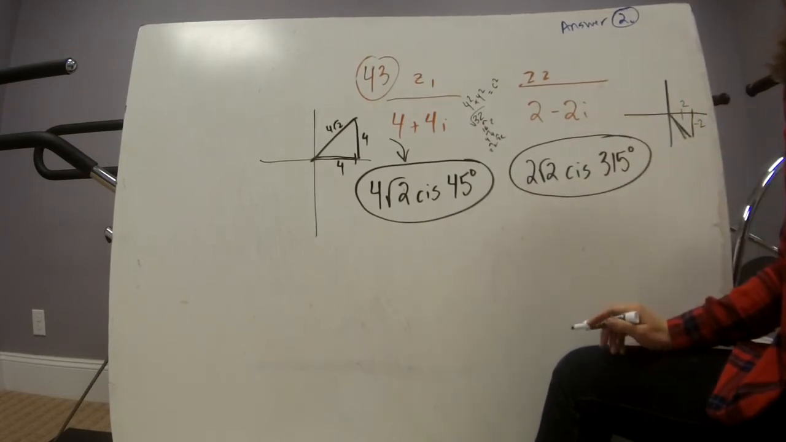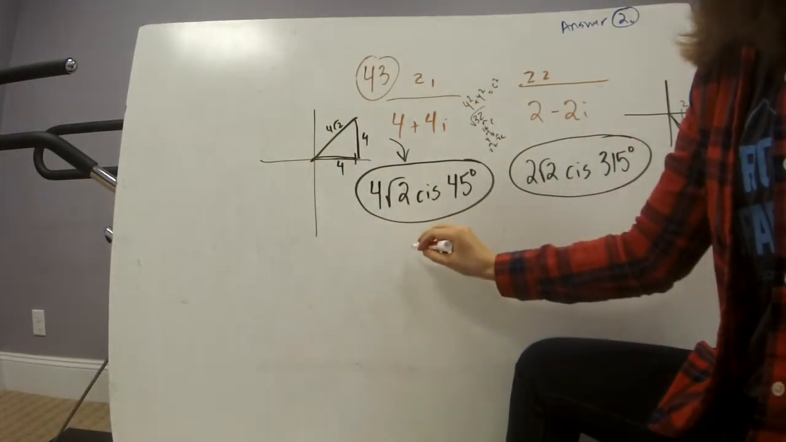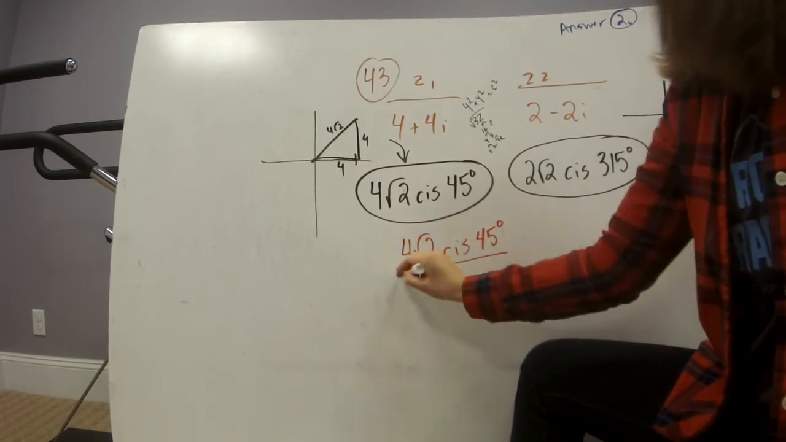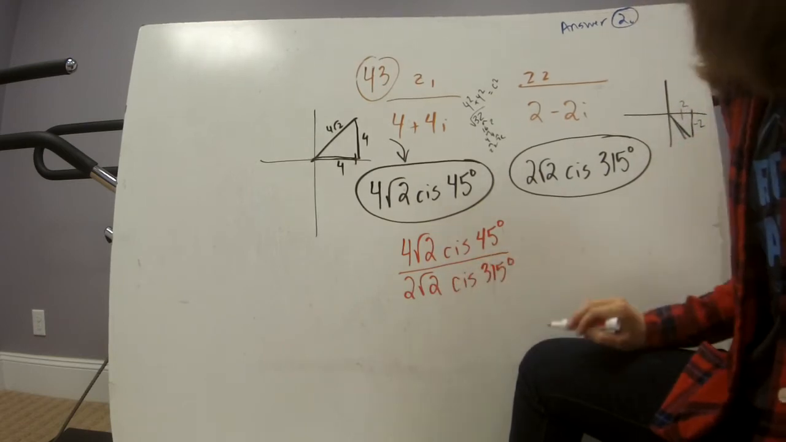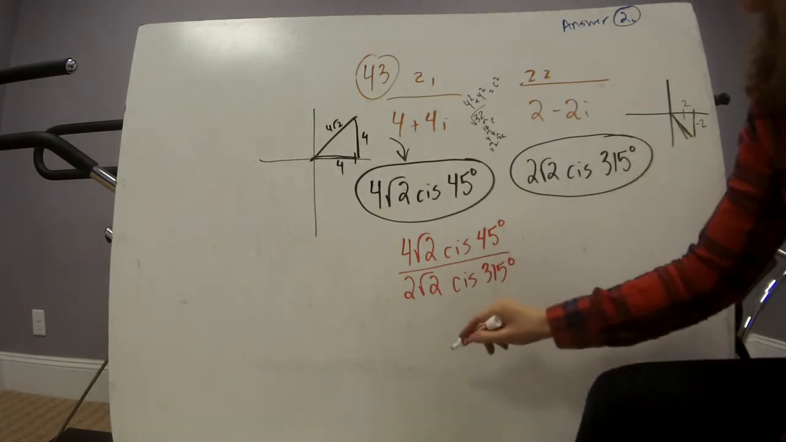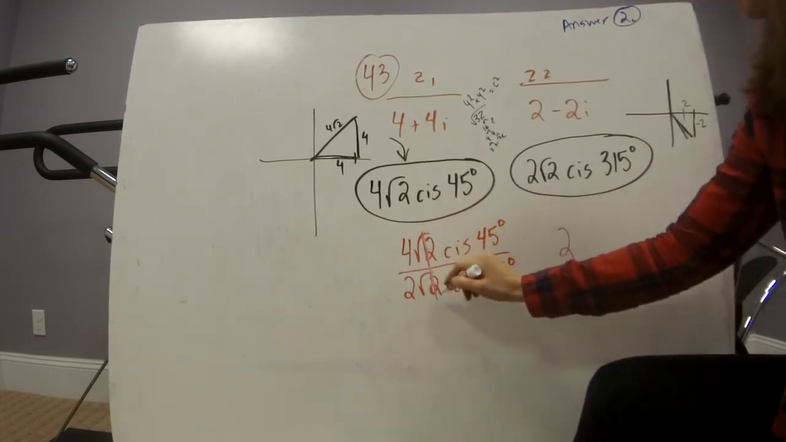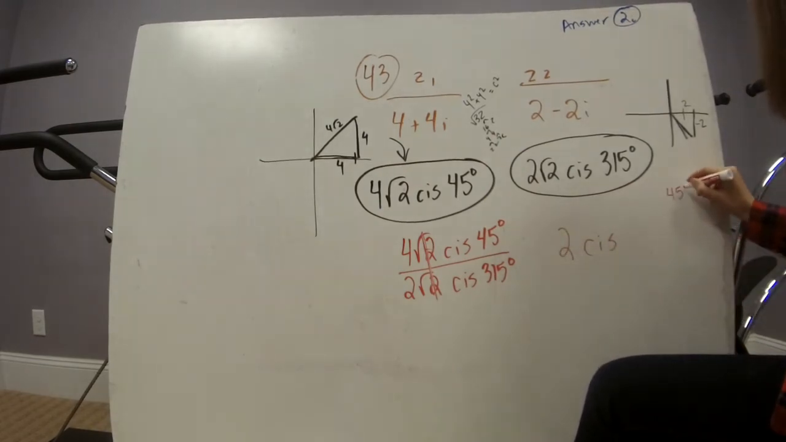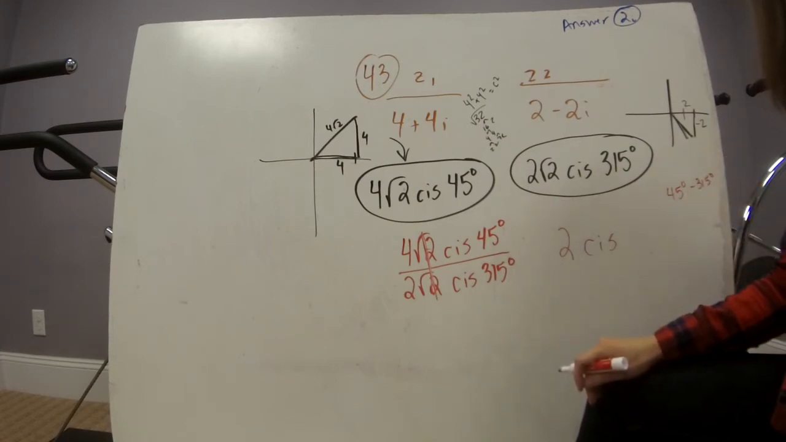So now we have to divide them, right, to see what we get. So let's divide. So we're going to have 4 root 2 cis 45 divided by 2 root 2 cis 315. This is where you do have to be a little bit careful and abide by those rules, like I said, that you got to be in between 0 and 360. So here, these cancel, and 4 divided by 2 is 2. So 4 root 2 divided by 2 root 2 is just 2. We divide those, then we subtract these. So 45 minus 315 is actually negative 270, right?